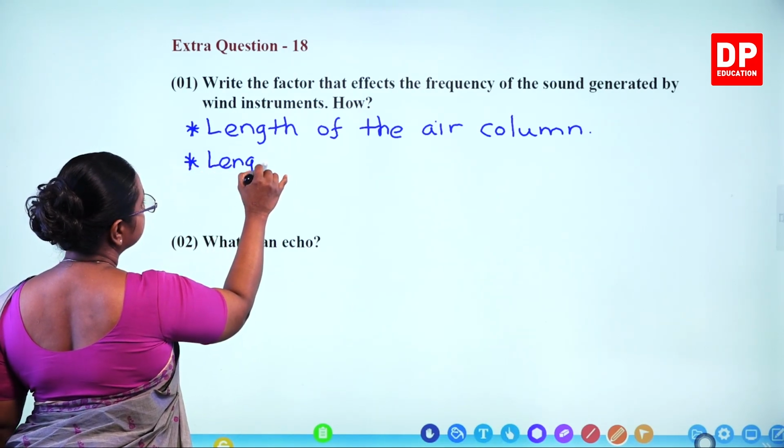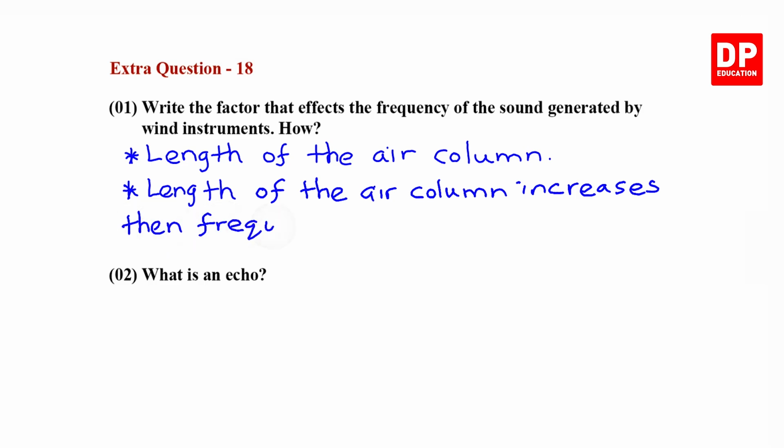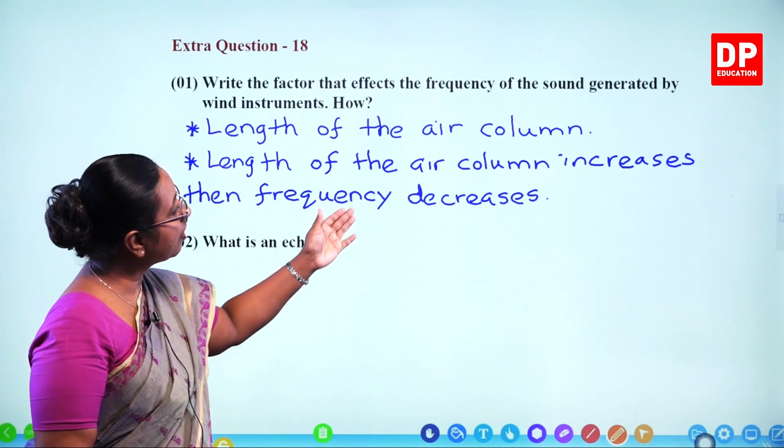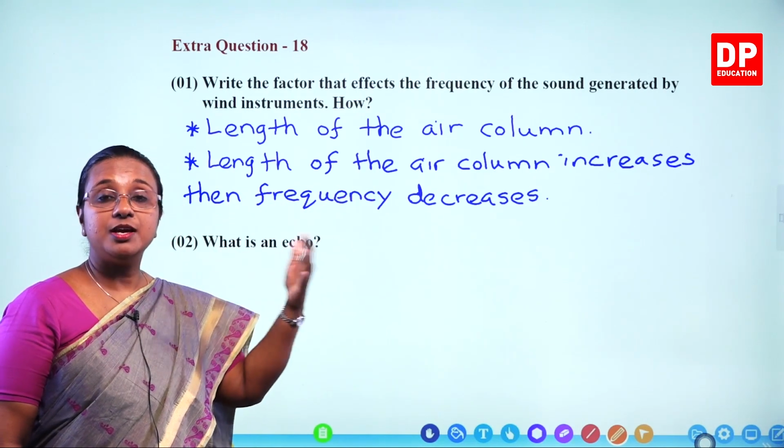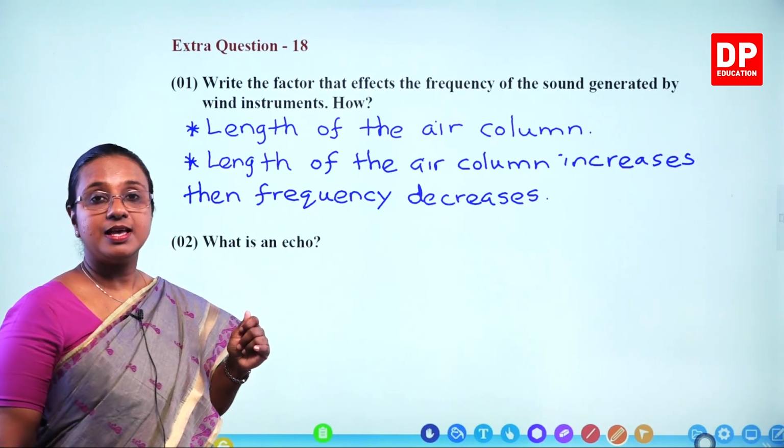Length of the air column increases, then frequency decreases. You can also say when the length of the air column decreases, the frequency will increase. Or else, if you write one answer, this is enough.